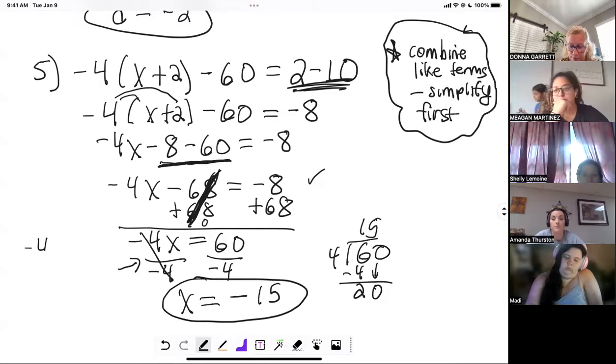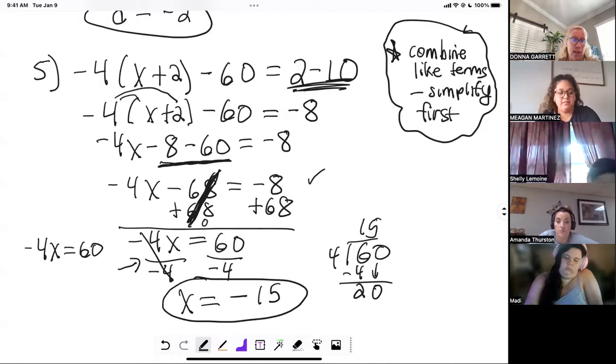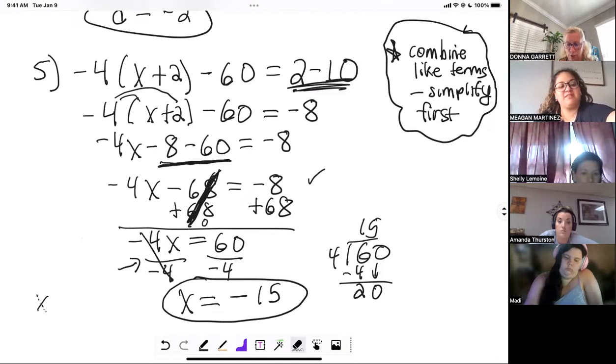So if I have -4x equals 60, you don't have to write this down either. If I were to multiply by -4, would the 4 go away? No, I need to divide by -4 because -4 divided by -4 is 1, which we just call x. So you want to think opposite operation when you solve for an equation. Good question.